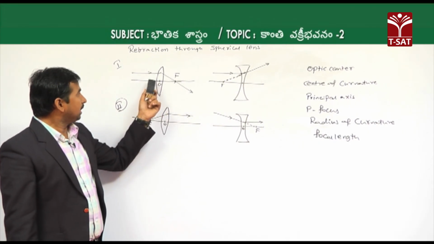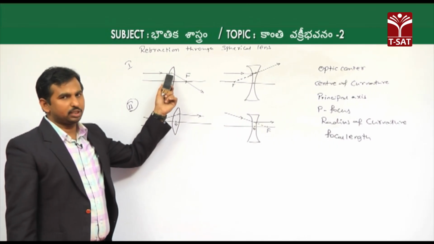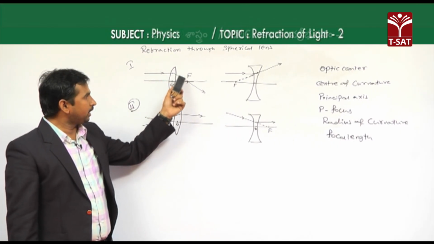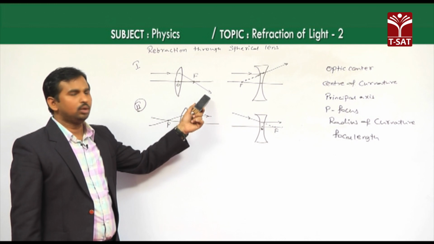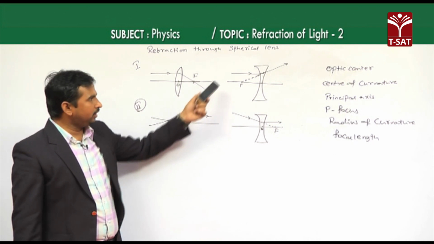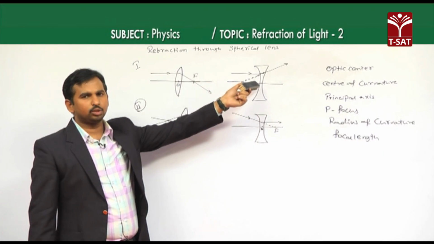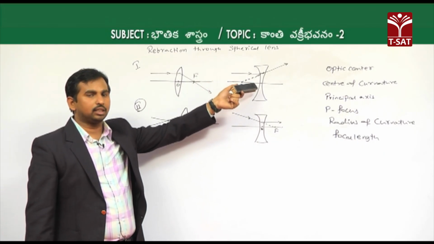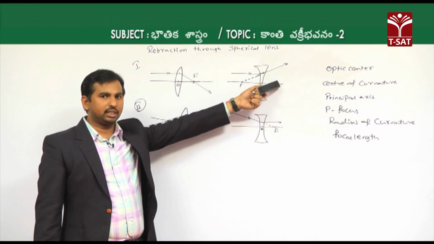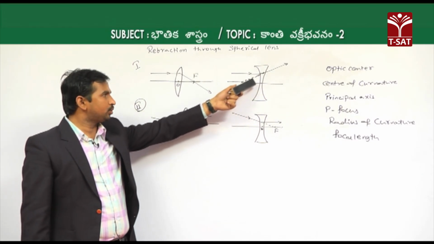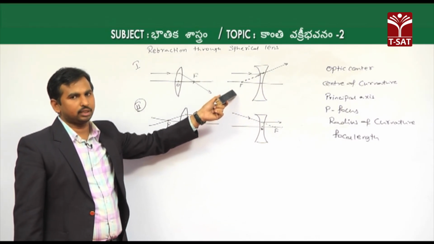See that again, if the light ray passes parallel to the principal axis, after refraction the light ray passes through the principal focus. If it is the case of a concave lens, as the light ray is coming parallel to the principal axis, after refraction, due to its diverging nature, the light ray appears to be passing through the principal focus.